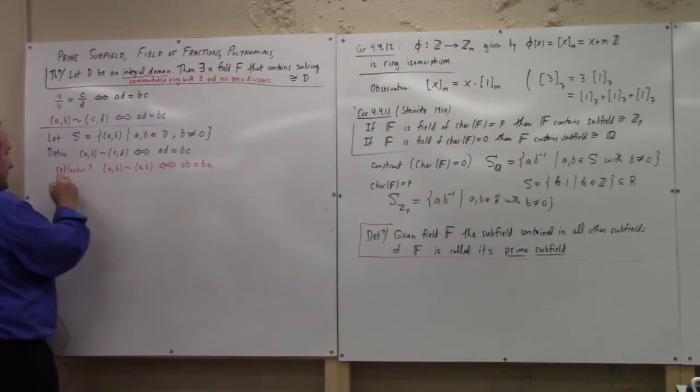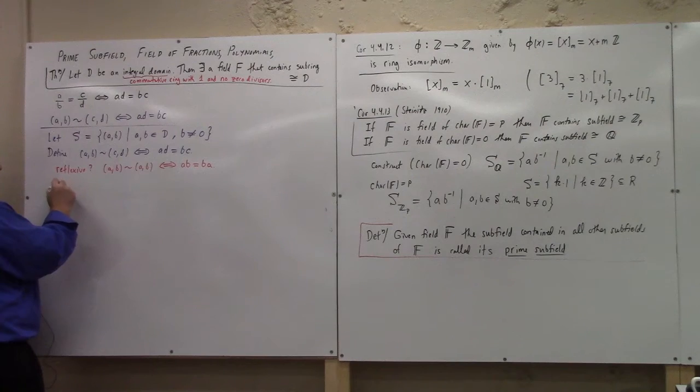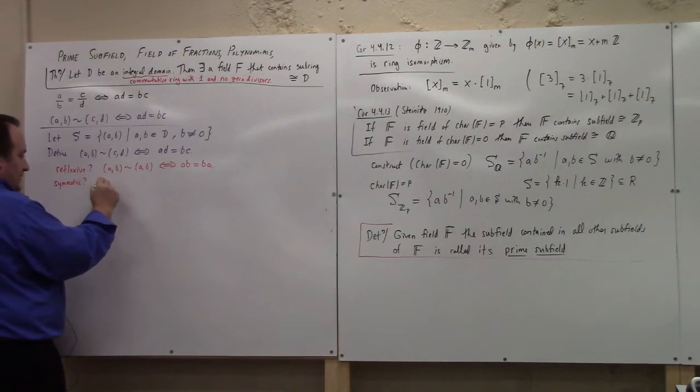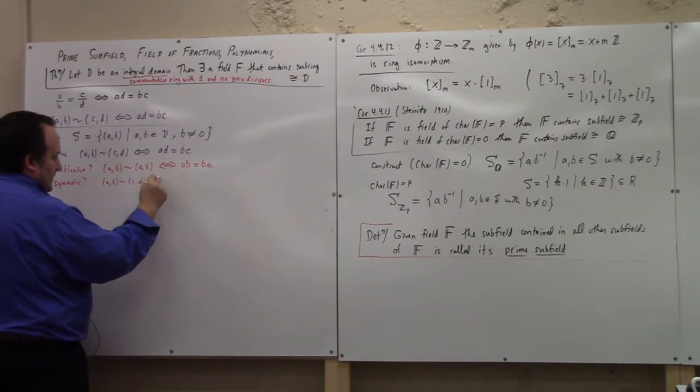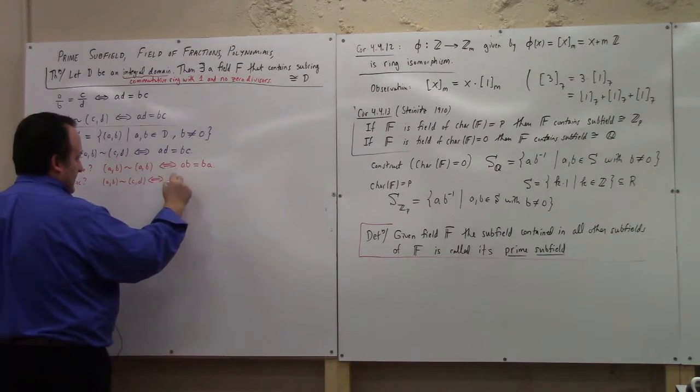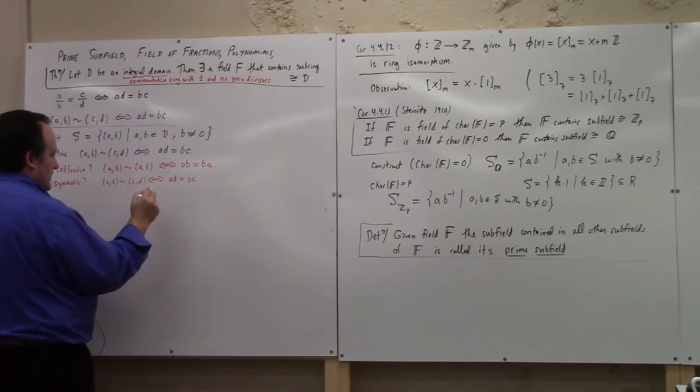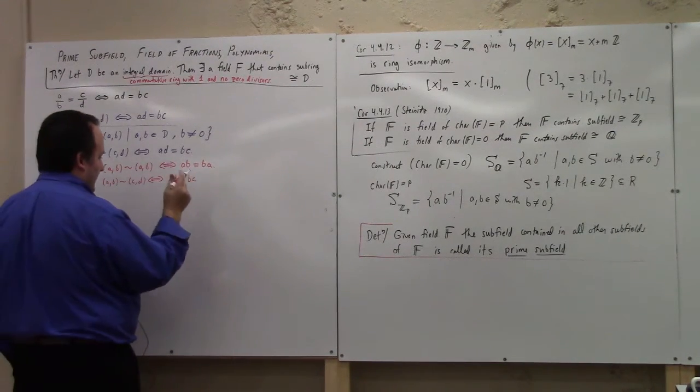Yeah, transitive, that's a good question. I'll do symmetric, I'm going to be lazy. So a comma b equivalent to c comma d, that means that, of course, AD is equal to BC, right? And that also means what?